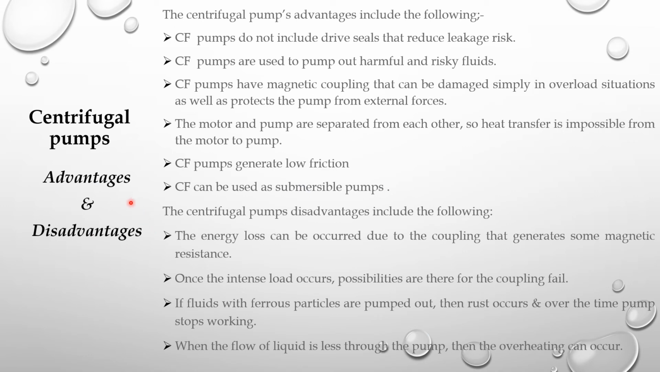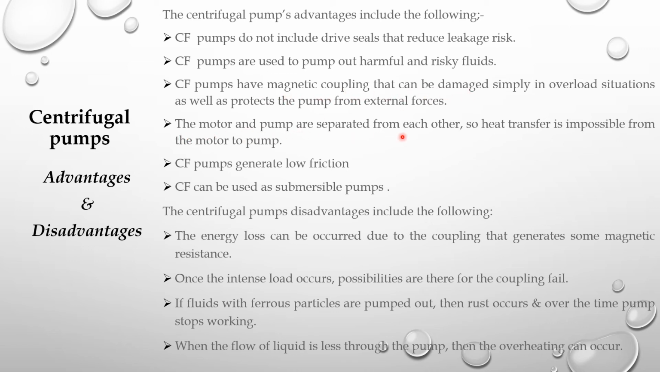Now we can see the advantages and disadvantages of the magnetic drive centrifugal pump. The advantage is that the pump does not include drive seals, which reduces the leakage risk. So it is used where seal leakage is a risk, to pump out harmful and risky fluids. Pumps have a magnetic coupling that can slip simply in an overload situation, thus protecting the pump from external force. So this is used for hydrocarbon and chemical handling.